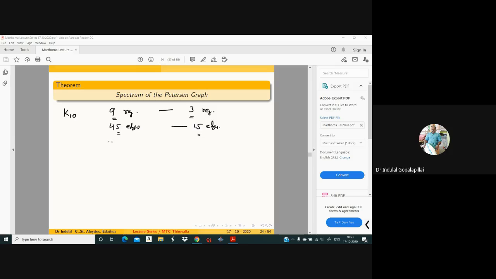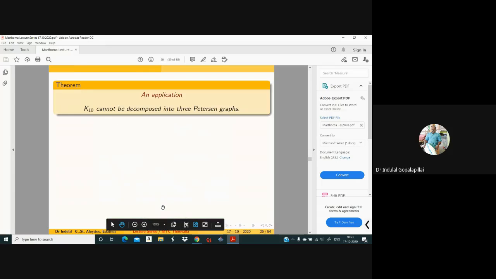So is the decomposition of K10 into 3 Petersen graphs possible? That is a question of interest to those who study decomposition. There are several techniques in decomposition theory to show whether this is possible or not, but here we use the spectrum of the Petersen graph to show that we cannot decompose K10 into 3 copies of the Petersen graph.